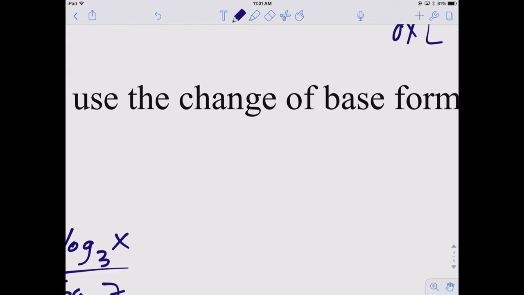No, my favorite base is E. Guess what your favorite base should be in this class, at least? E, right. If you're in science class, your favorite base is probably 10.